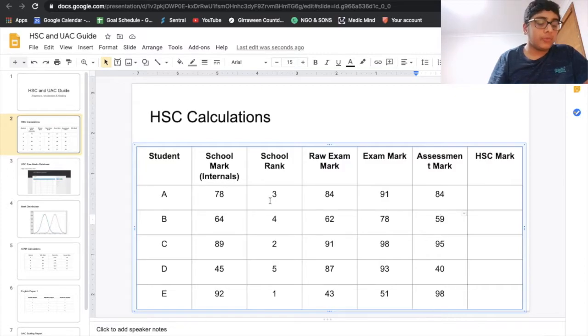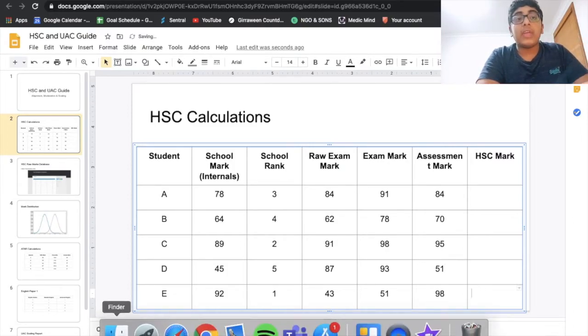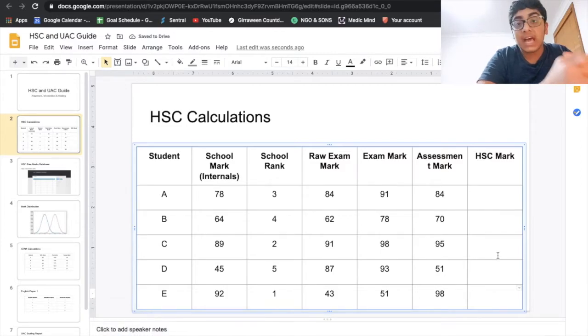So 78 minus 64, that's 14. They'll reduce this by 14, so 84 minus 14 is 70. This person gets 70. Now finally from 64 to 45, that's a difference of 19. So it'll be 70 minus 19, which is equal to 51. They do the same thing for the entire school, for your entire grade who are doing that subject.